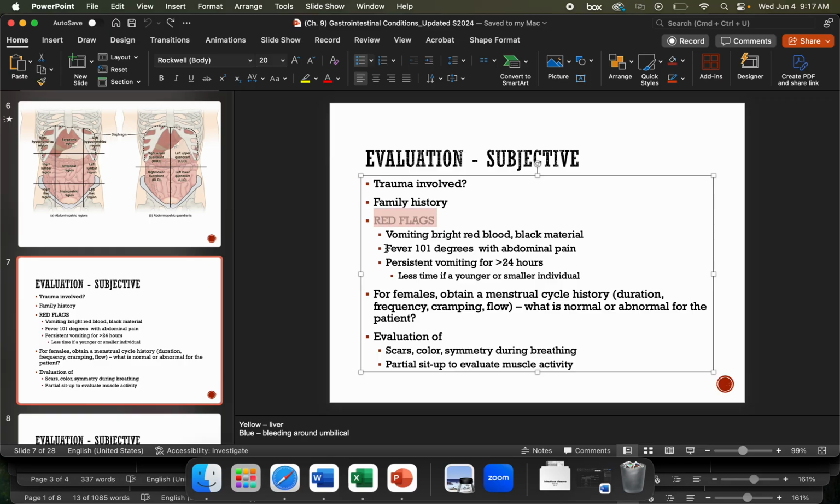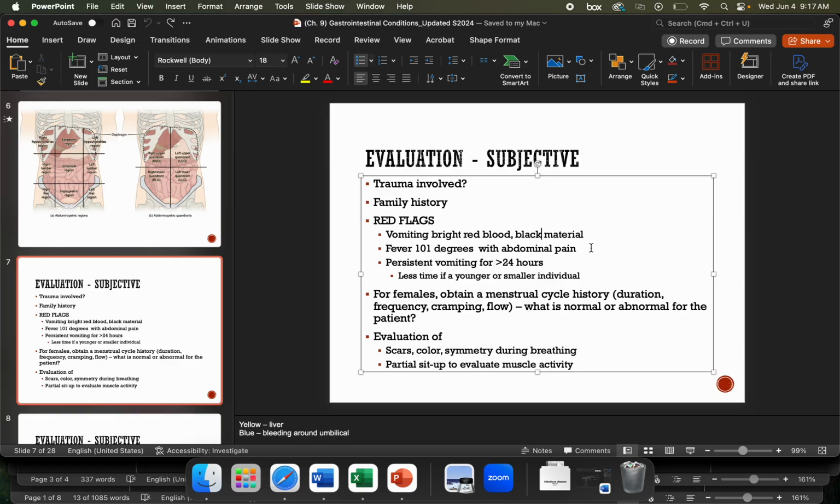So red flags here, obviously fever. We get a lot of fevers with our gastrointestinal problems because of infectious conditions. I'll record some videos on that in a later video. But we want to look for bright red blood in the vomit, because that would indicate blood in the stomach, which is not going to be good. Sometimes that blood will be in there for quite a while, and it will be more of a purple or black. We also want to be watching for that.